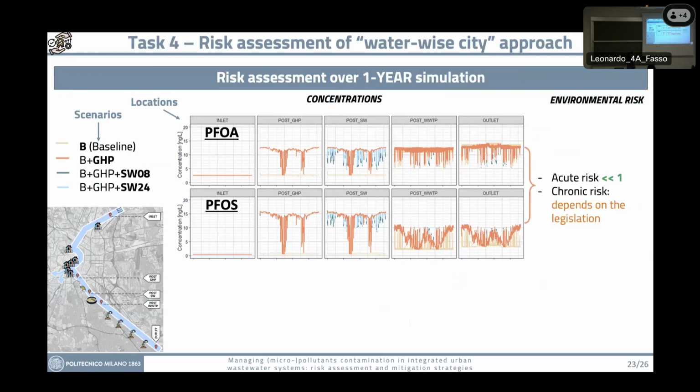So we look at the acute risk. We see that actually there is no acute risk for PFAS. And for the chronic risk, this really depends on the legislation, because there is not a large amount of research on this. So the legislation reflects the lack of knowledge on the different levels of toxicity, let's say, of the target for the legislation. If we look at one legislation, there is an exceedance of the threshold. If we look at another legislation, there is no exceedance.